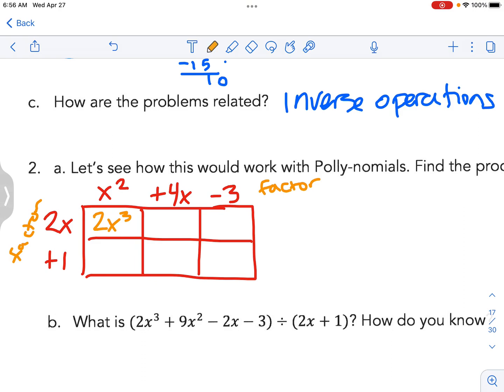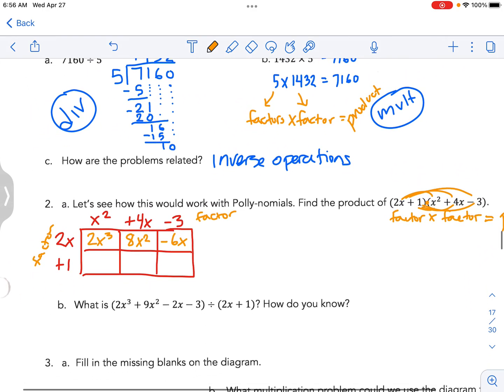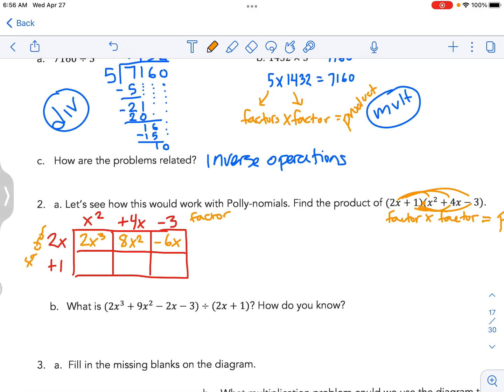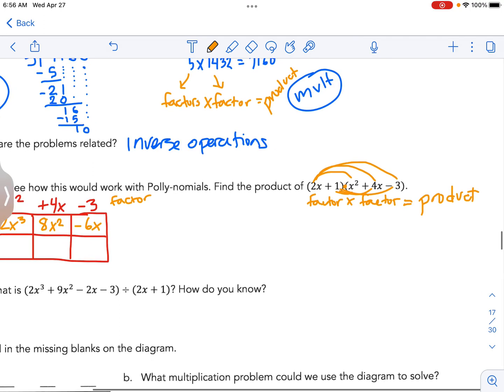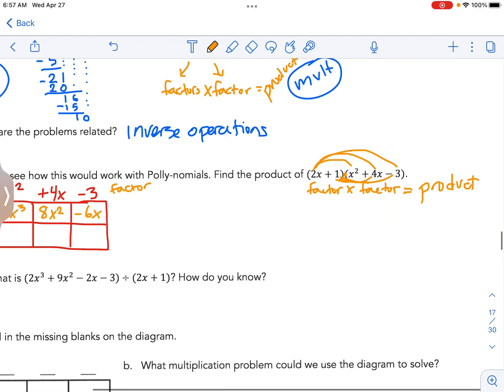2x times 4x is 8x squared. 2x times negative 3 is negative 6x. And if you notice, that would be the top claw. Right, we just did 2x times x squared and 2x times 4x and 2x times negative 3. So we just did the top claw. Now we're going to do the bottom claw, right? We're going to take that 1 and multiply it by every term in the other factor.